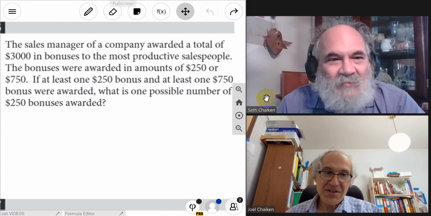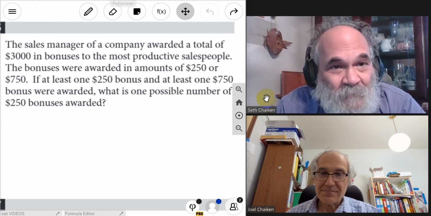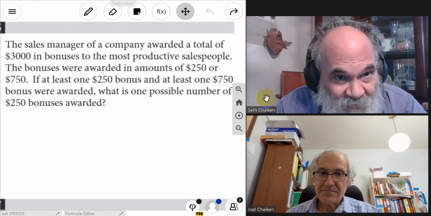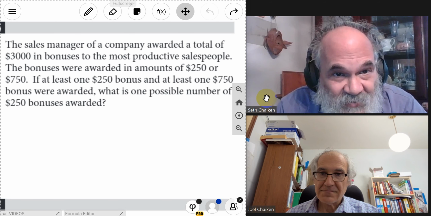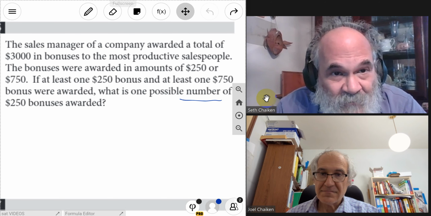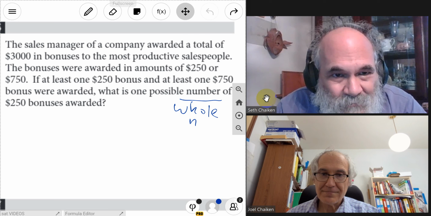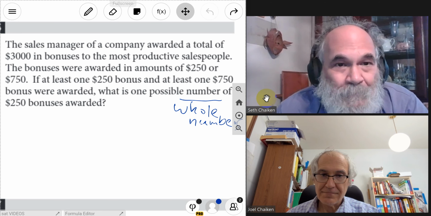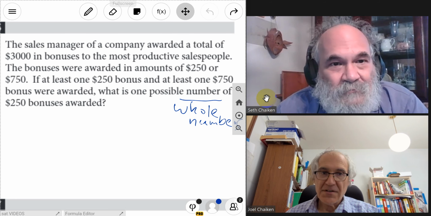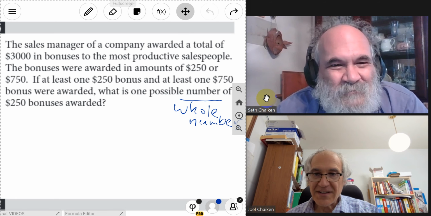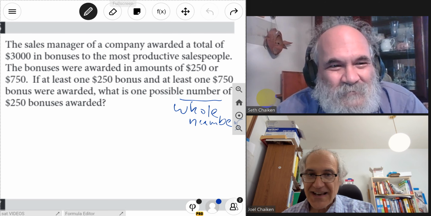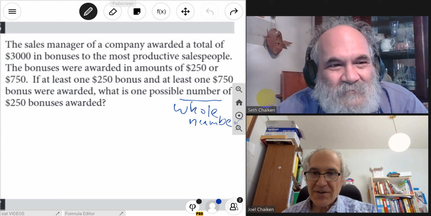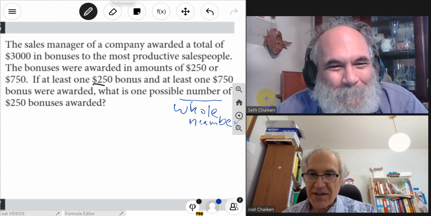Okay. So what we should note is that the numbers it refers to are whole numbers. At least $1,000 was awarded. You could take $1,000 right off the table, right? Because at least one $250 and one $750.